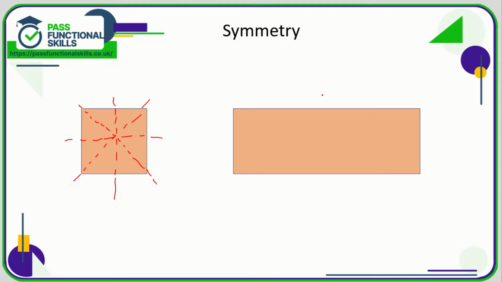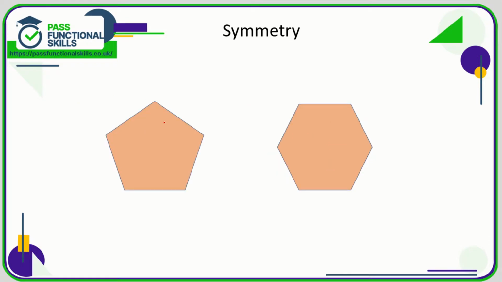A rectangle has one vertical line of symmetry and a horizontal line of symmetry, but there are no diagonal lines of symmetry. And if you're not sure about that, then get a piece of A4 paper which is rectangular and see if you can fold it corner to corner, and you'll see that that is impossible.